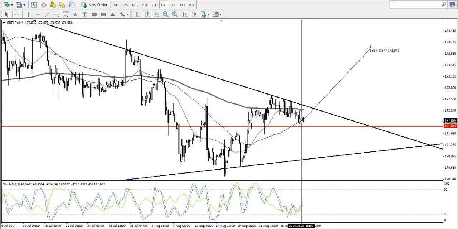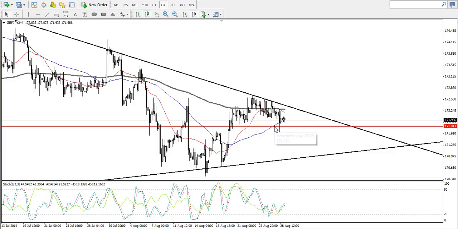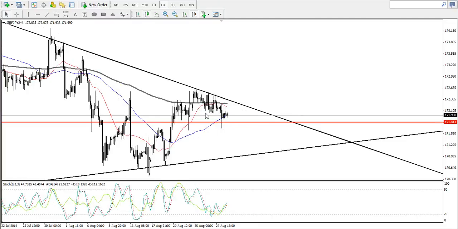I did mention that a good price to enter is this level at 171.81. It did happen: price got resisted, came down, and hit this support level at 171.81. Therefore this right now could be a good time to enter a long trade.